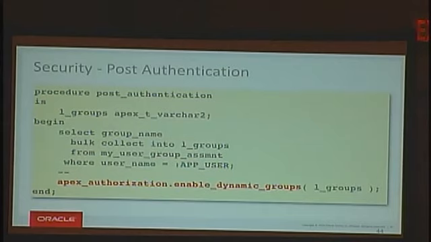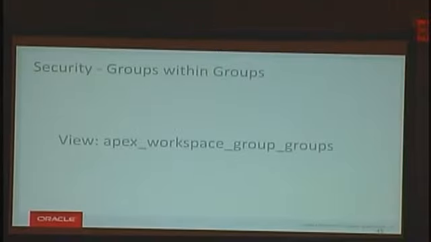Or you have your local, as I do have it here, user group assignment table where you do the mapping. But how can you tell Apex that it should use those user groups which are in your own tables? You can do so in a post-authentication of your authentication scheme. You call apex_authorization.enable_dynamic_groups, pass in all the user groups the current user has, and then you can use this new declarative authorization scheme is in group to check against that. And we also now support groups within groups if you're using the Apex user group authentications.